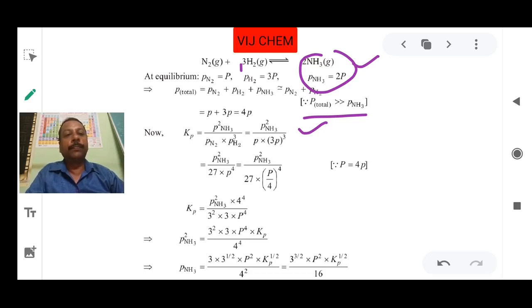P is equal to 4P. What is P here? Total pressure. What is small p here? Partial pressure. On simplification, finally we are getting 3 to the power of 3 by 2 P square into Kp to the power of 1 by 2 divided by 16. Make a note of it. Very important, very lengthy question, so every calculation must be done with care. Noting down. Shall we go for the next question?